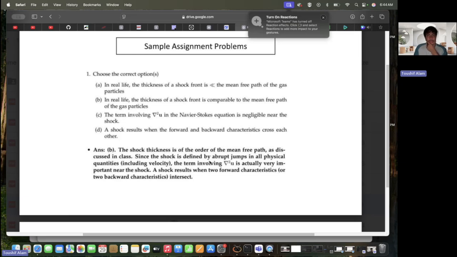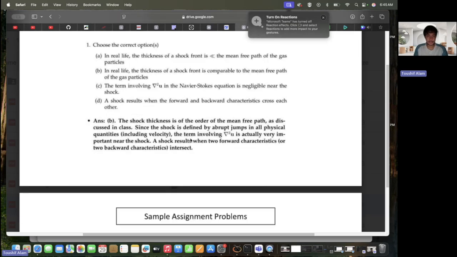Since the shock is defined by abrupt jumps in all physical quantities, including velocity, a term involving the viscosity is actually very important near the shock. Okay, we have the jump in those terms. The shock results when two forward characteristics or two backward characteristics intersect, not when forward and backward intersect. When forward and backward actually intersect, they form a cocoon. That is out of the syllabus here.